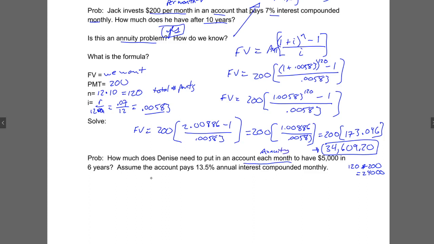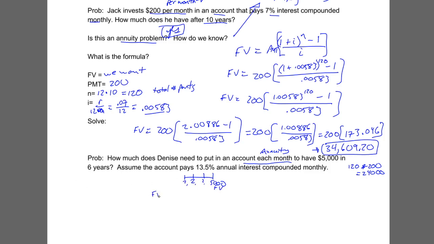So to have $5,000 in 6 years, we have payments, and then there'll be $5,000. So here the future value is what we're interested in, but we don't know how much the payments are. Those are question marks, supposedly. So let's try that. Well, we need our little formula. Let's go ahead and do that.